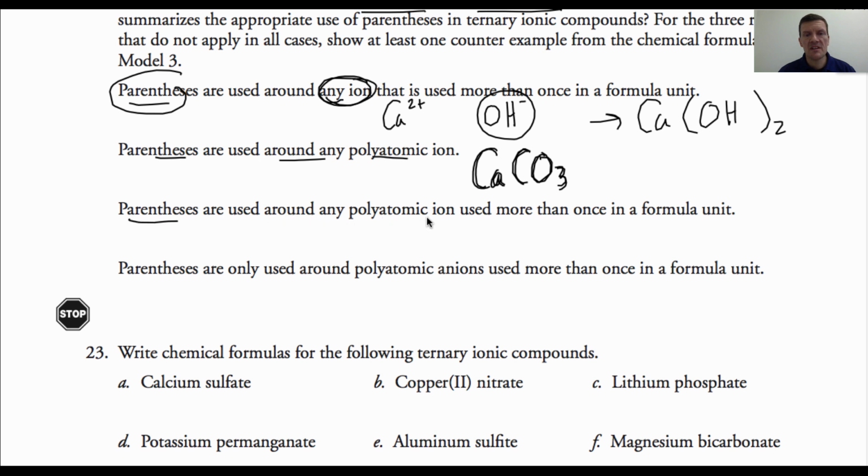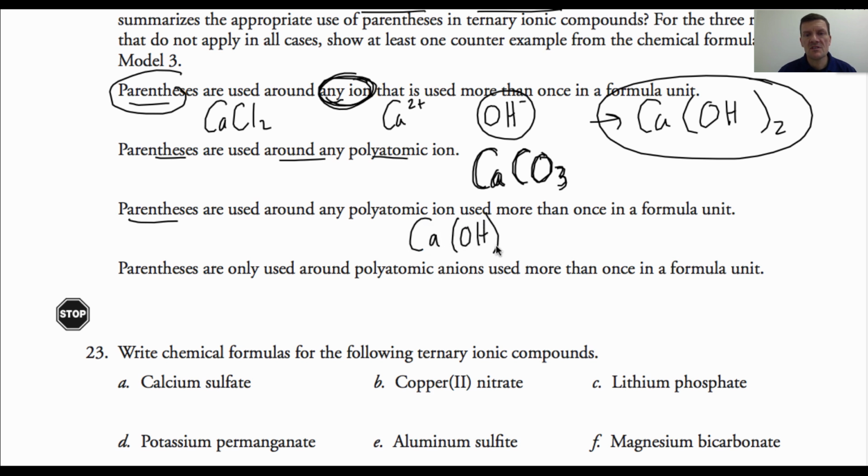Parentheses are used around any polyatomic ion used more than once in a formula unit. That is true. Okay? I think this case up here was talking about any ion. Well, obviously if I just have a monatomic ion, like calcium chloride, I don't put parentheses around the chloride. I don't need to because it's not a group. I just put a 2 there to show I have 2 chloride ions. Okay? But if it is a polyatomic ion, then yes, I definitely need to put it in parentheses and show that that group is staying together and it's being multiplied, it's being doubled or tripled or whatever.